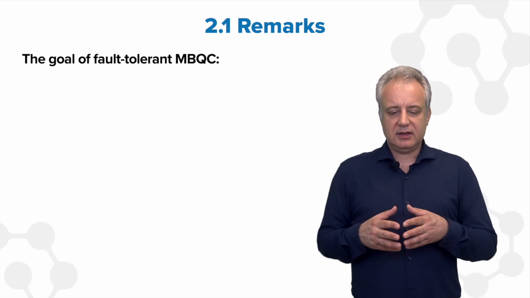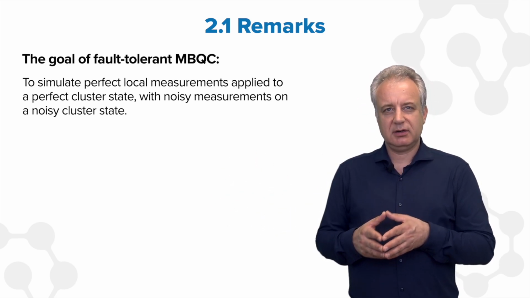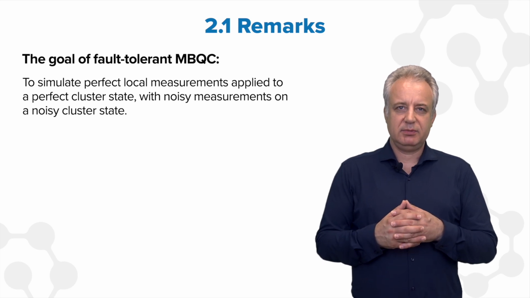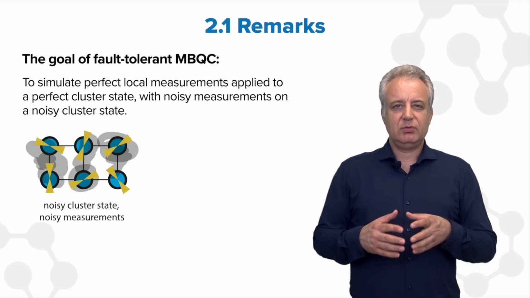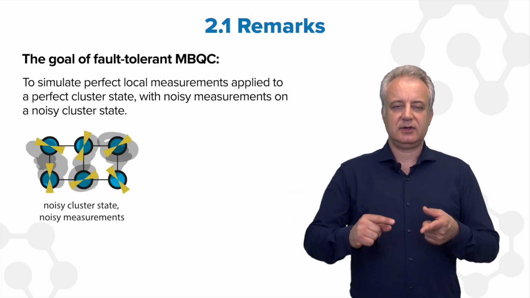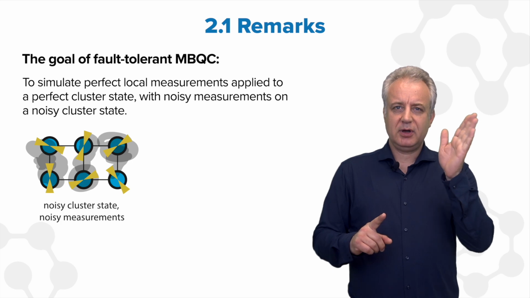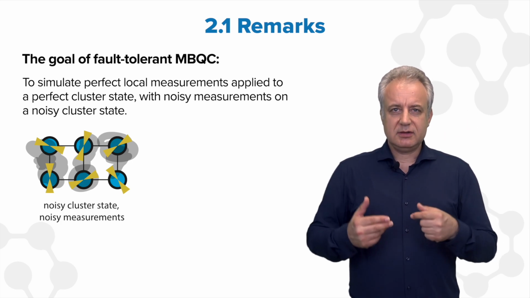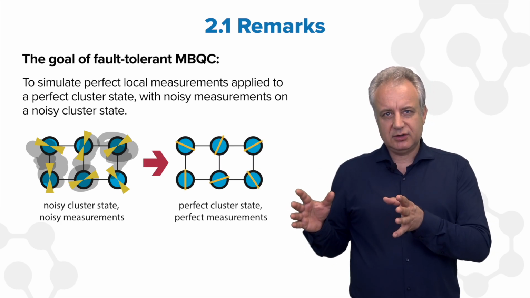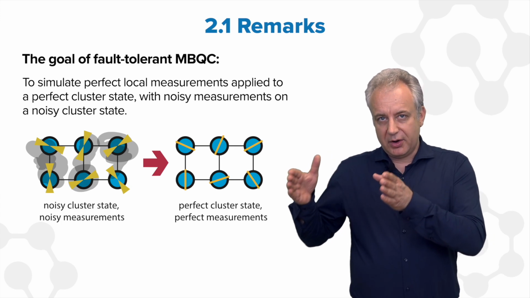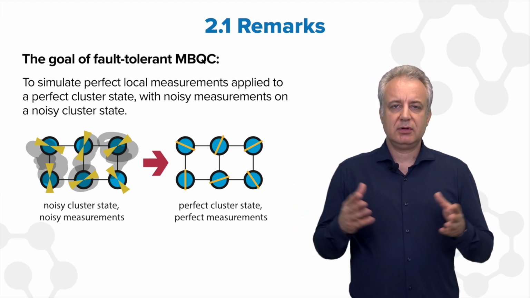So this slide is to explain to you how what you have learned about quantum error correction in the circuit model relates to error correction here in measurement-based quantum computation. So let's recall what the goal is. So what you have in this setting now is measurement-based quantum computation on a noisy cluster state with imperfect measurements. And using the tools of quantum error correction, what you want to do with this is to simulate measurement-based quantum computation on a perfect cluster state by perfect measurements. So that's the goal.